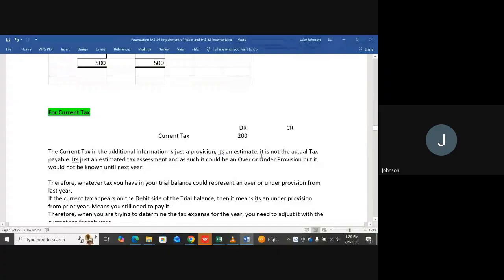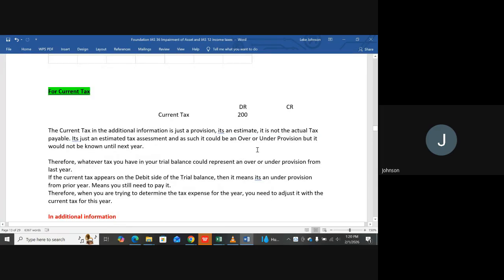So they say that the current tax in the additional information is just a provision. It's an estimate. It is not the actual tax payable. It's just an estimated tax assessment, and as such, it could be an over or under provision, but it would not be known until next year. So now this year, we have our accounting profit, right? Then we also know that the taxman is not going to accept our accounting profit. He's going to work back to get the current tax.